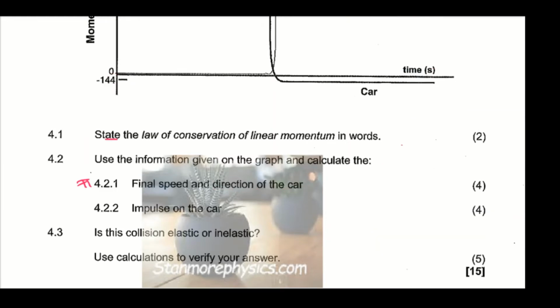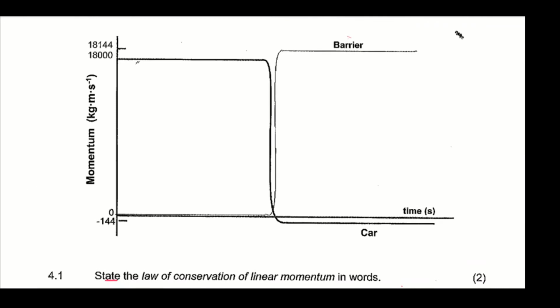Now in 4.2.2, we are asked to find the impulse on the car. To find the impulse of the car, we're still going to use the diagram. We have our initial momentum and our final momentum of the car. The equation for impulse is change in momentum equals force multiplied by change in t. So the final momentum minus the initial momentum is equal to F multiplied by change in t.